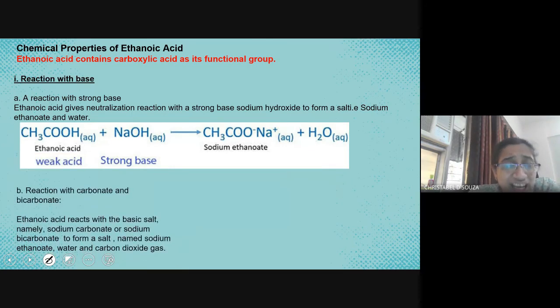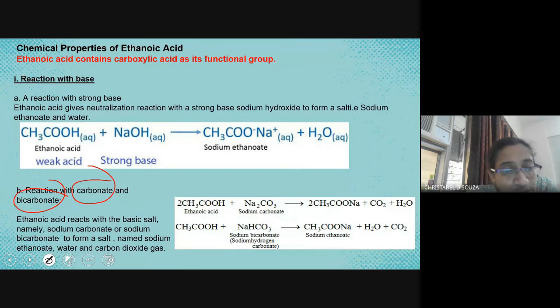Now, reaction with carbonates and bicarbonates. Ethanoic acid reacts with sodium carbonate or sodium bicarbonate to form a salt, again sodium ethanoate. But the difference is, along with water, you also get carbon dioxide gas because there is a carbonate or a bicarbonate. Carbonate is H2CO3. Sodium carbonate is Na2CO3, and the bicarbonate is NaHCO3. The only difference is, along with the water, you also get carbon dioxide gas.